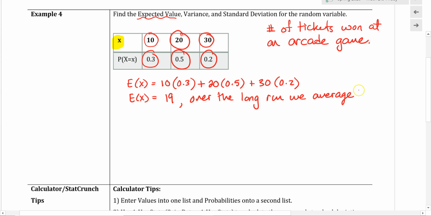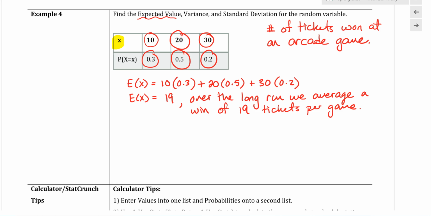We average a win of 19 tickets per game. Again, don't get confused thinking that, well, I can't win 19. You're right. We can only win 10, 20, or 30. But sometimes you win 10, sometimes you win 30, sometimes you win 20. So again, it averages out to every time you put a quarter in the machine, you're going to average over the long run 19 tickets per quarter you play.